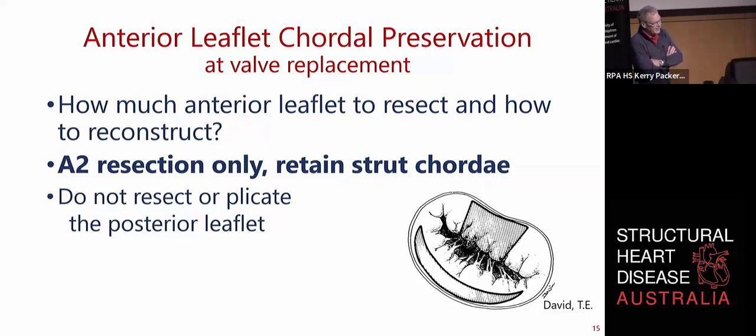Historically, we've always plicated the posterior leaflet, but that should only be done if it has the risk of leaflet entrapment of a mechanical valve. The marginal chordae from the posterior leaflet will provide sufficient force to make a noticeable difference to left ventricular function.